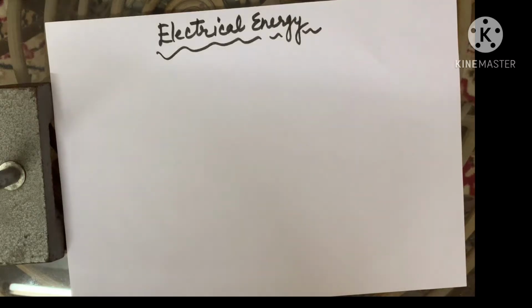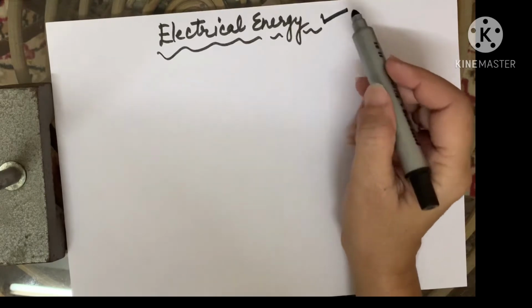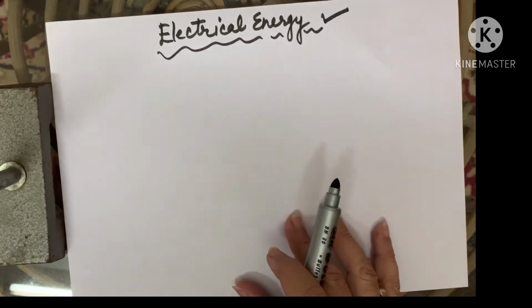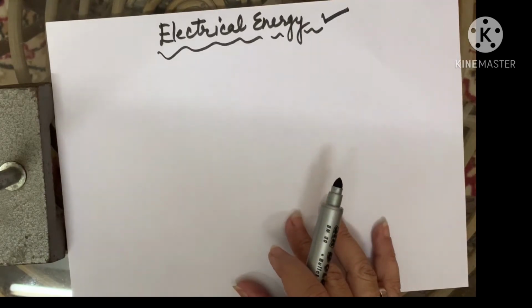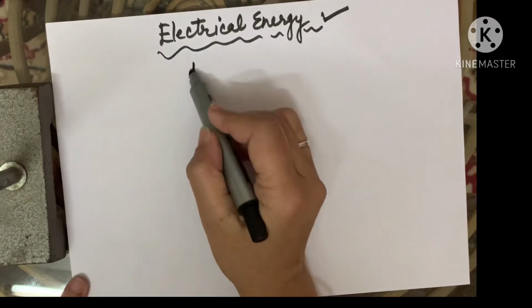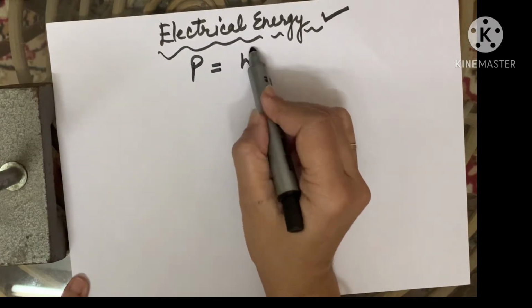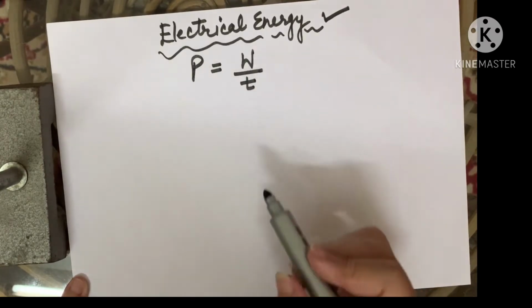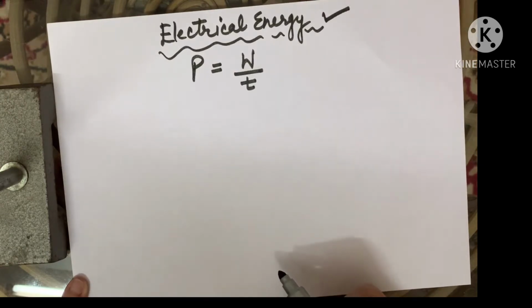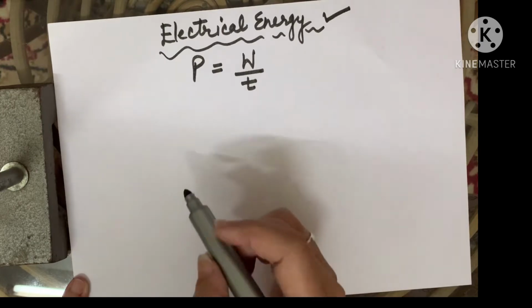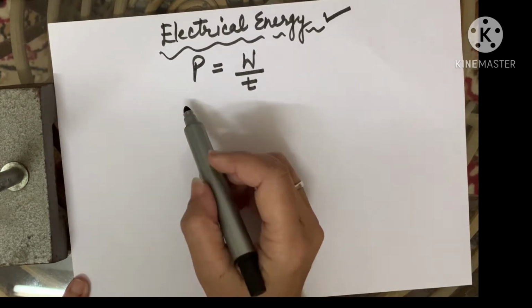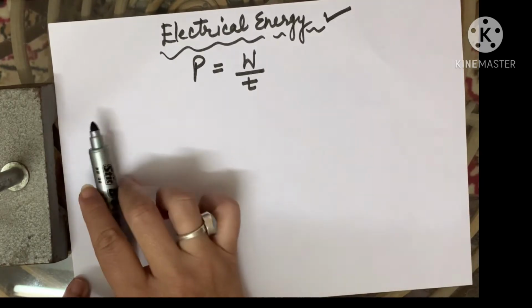We will now derive a formula for calculating electrical energy in terms of power and time. We have studied that power is equal to W upon T, that is, work done by electric current divided by time taken.